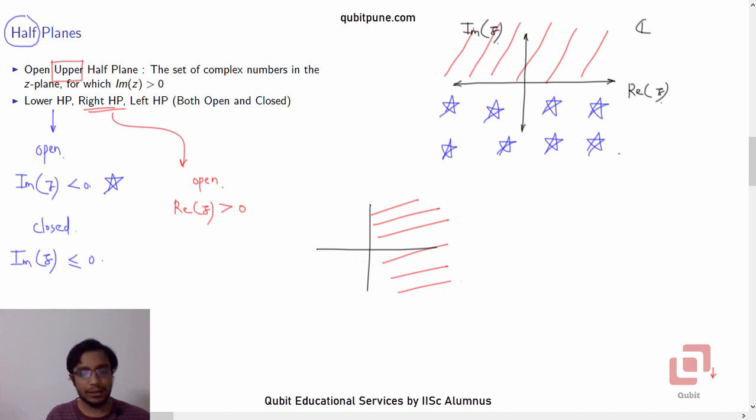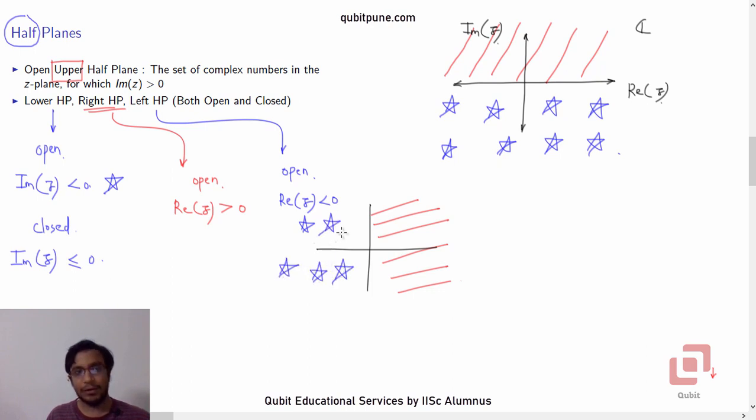And how can we define the left half, open left half plane? Let me use blue color once again. This is a planar surface, wherein we take all complex numbers whose real part is negative. Okay, this one.